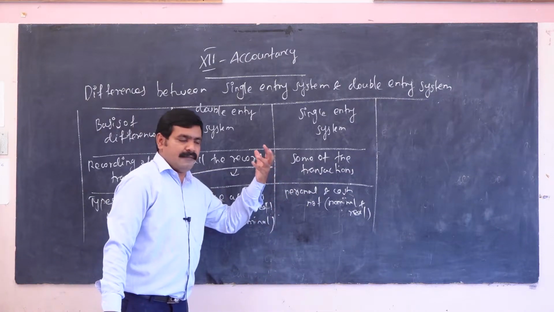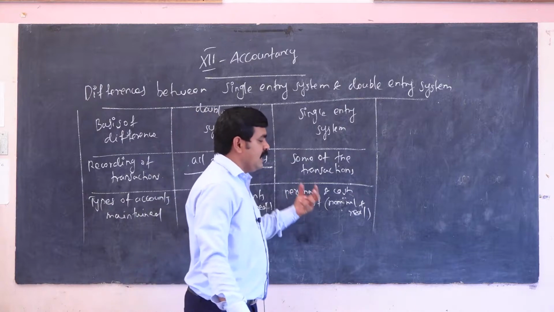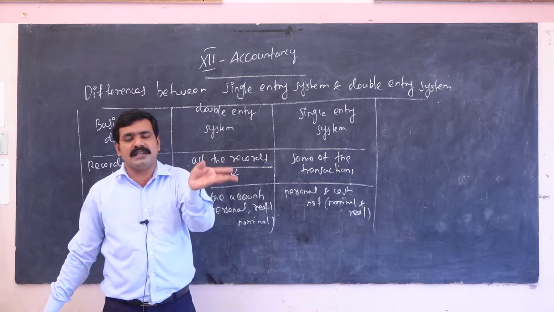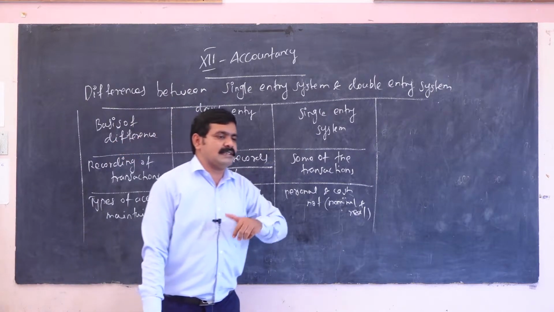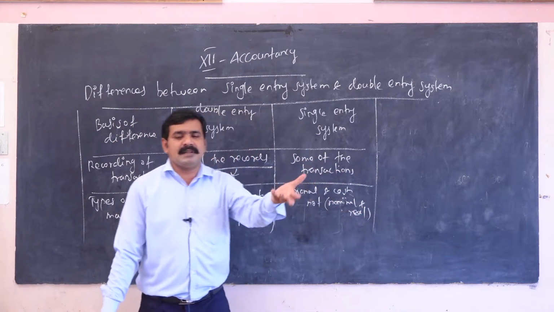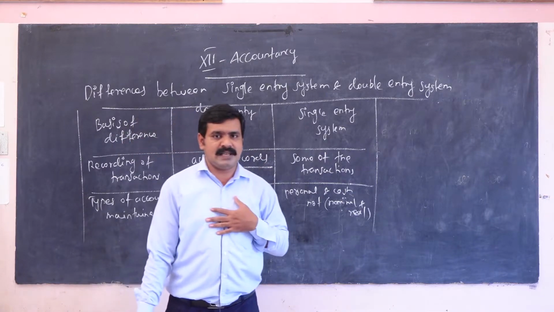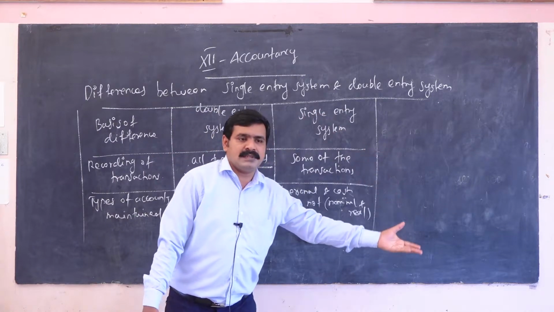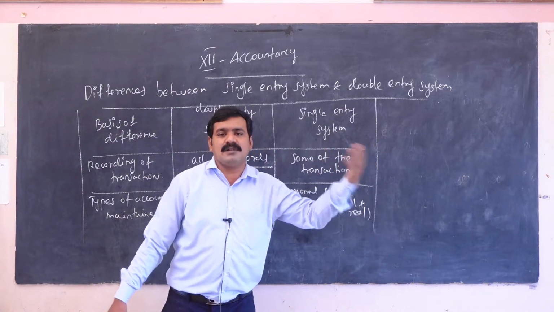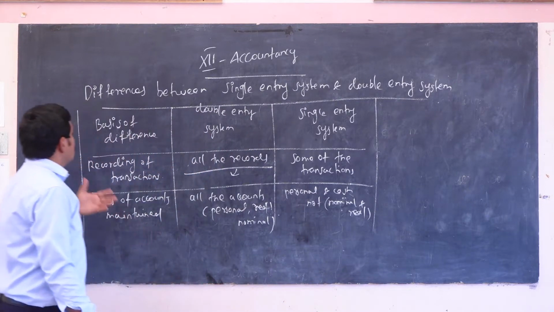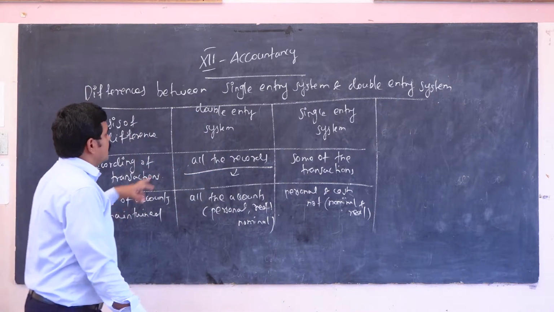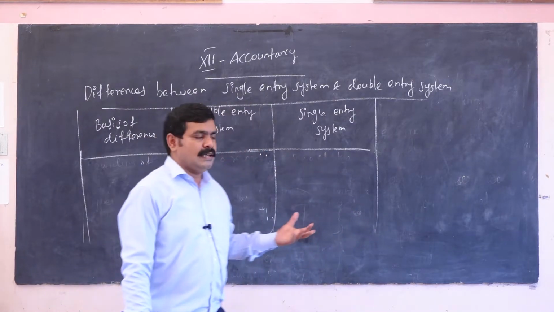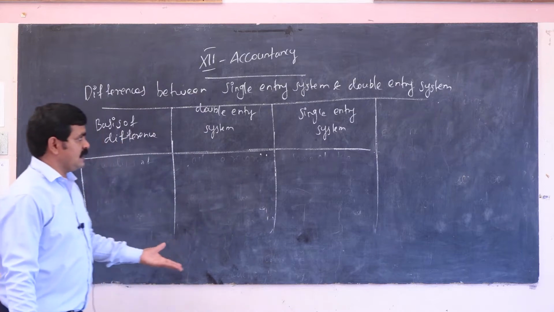In double entry, the debit side and credit side are both posted. Here, in single entry, only some transactions are posted, only credit side or only debit side. For example, payment to creditors, receipt from customers. Only credit transactions or cash transactions are maintained. These are the differences between double entry system and single entry system.